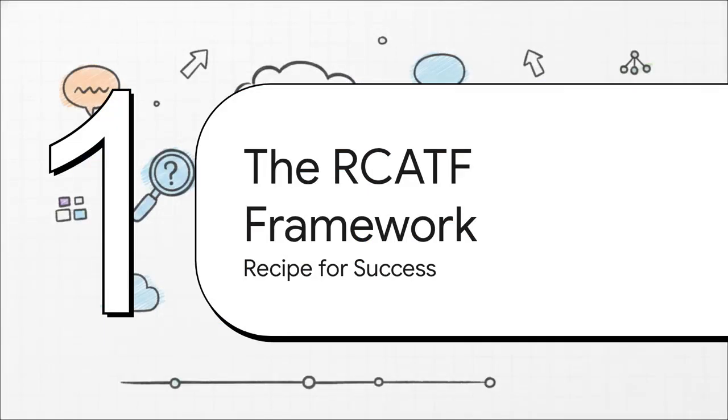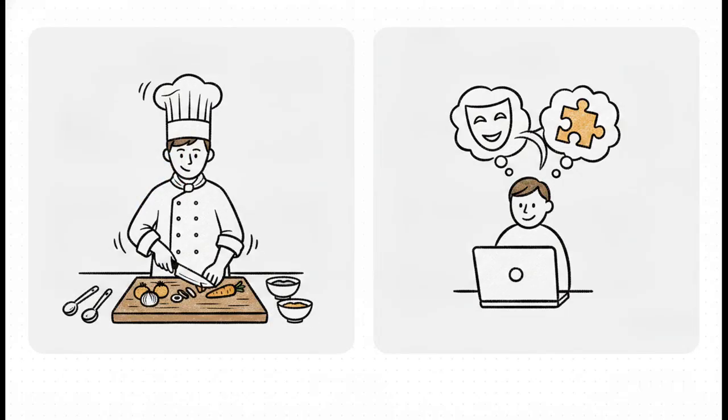Moving right along to Section 2, the RCATF framework. This is your ultimate recipe for success. And this brilliantly illustrates exactly how I teach my juniors to approach AI. Think of a professional chef meticulously prepping all their ingredients long before the actual cooking begins. You have to do the exact same thing. You need to prepare the context and role before you ever assign the AI a final task. Just like a chef wouldn't randomly throw whole, uncut vegetables into a cold pan, there's no way you should throw a complex task at an AI without setting up the environment first.